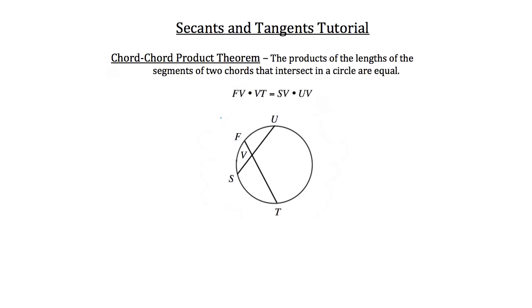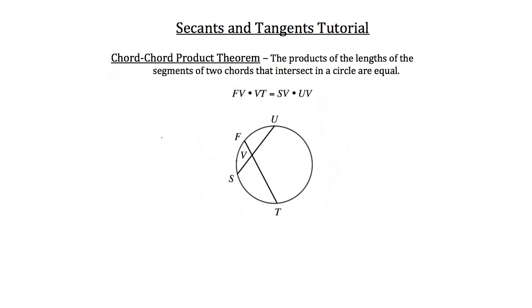Now, the chord-chord product theorem states that if we multiply this segment, FV, times this segment, VT, right here, that should be equal to the product of segment SV and segment UV.